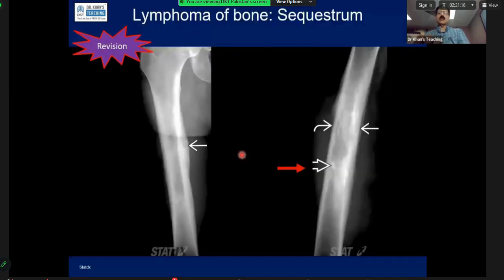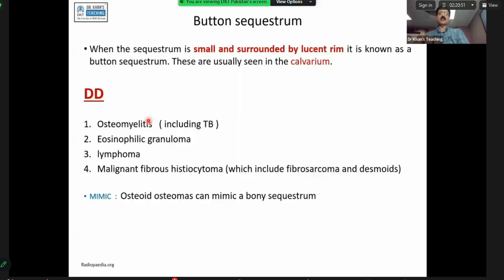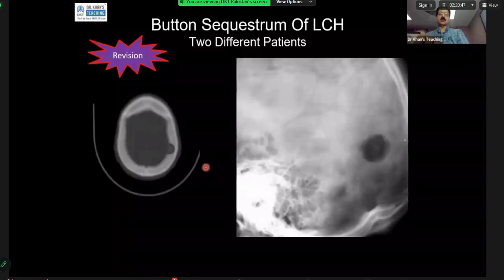This is a case of lymphoma where you can see a very aggressive lesion here. And this aggressive lesion has got a wide zone of transition. There is cortical thickening here. There is periosteal reaction. There is a lucency here. But the key point is that there is a bit of sequestrum here. So just to give you an example from StatDx of a sequestrum in a lymphoma. But I think the key thing which you have to remember is skull and these two, LCH and osteomyelitis.